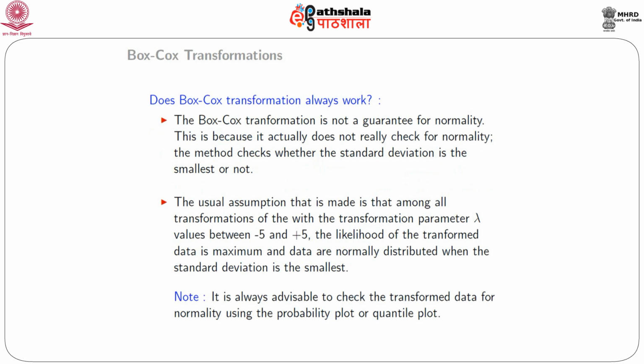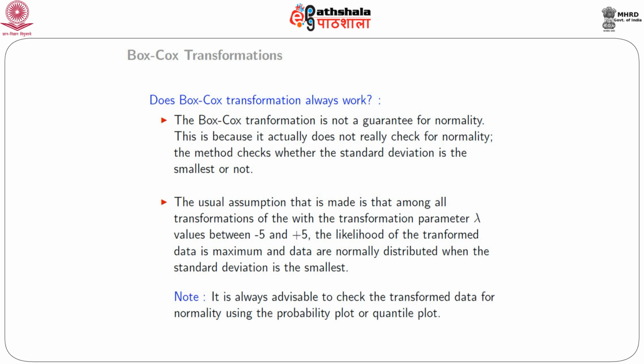Now, we have seen how we can transform a response variable using the Box-Cox transformation, how we can obtain the estimates of the parameters beta and sigma square, and how we can obtain the estimate of the transformation parameter lambda. And we have also looked at the confidence interval for lambda. But after performing the Box-Cox transformation, there are a couple of questions that we might want to ask ourselves.